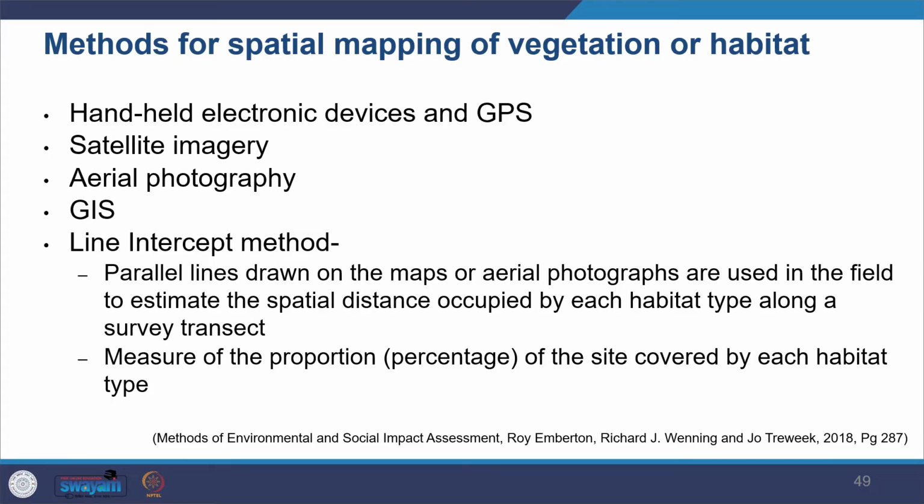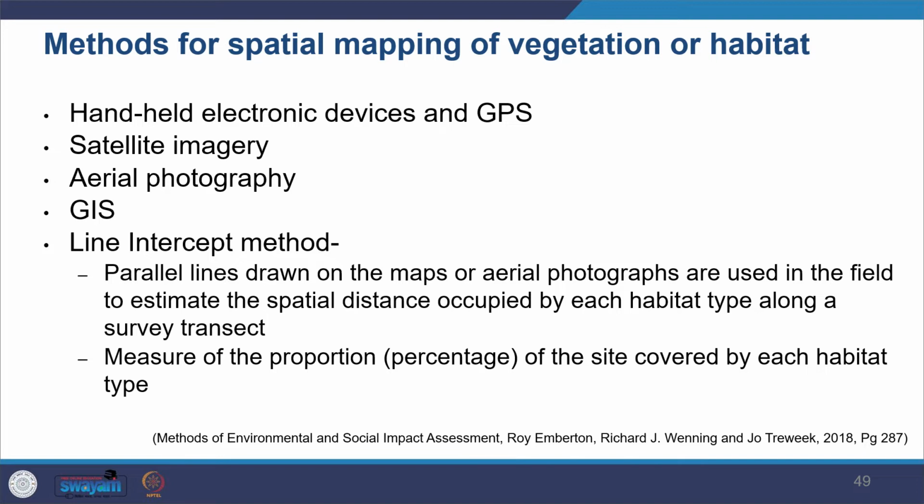Looking at what kind of methods are available for spatial mapping of vegetation, you can use handheld electronic devices and GPS. You can also use satellite imagery, aerial photography, and GIS. Then there's the line intercept method, where along any project area, you draw parallel lines on the map or aerial photography, and you take stock of what all things are crossing or are there in that particular range. So that's the line intercept method.